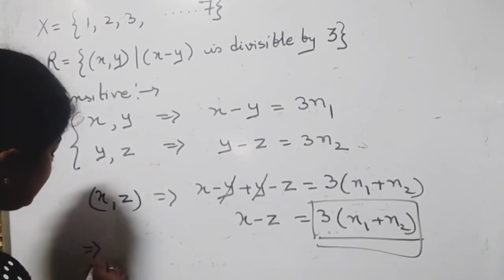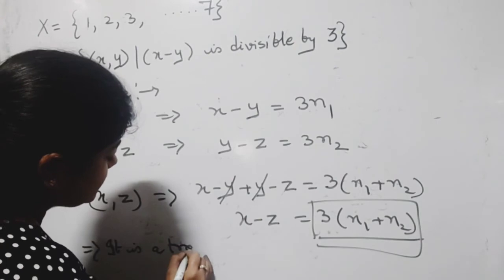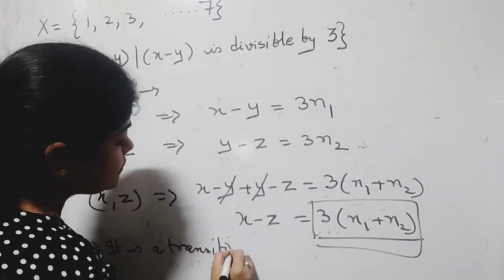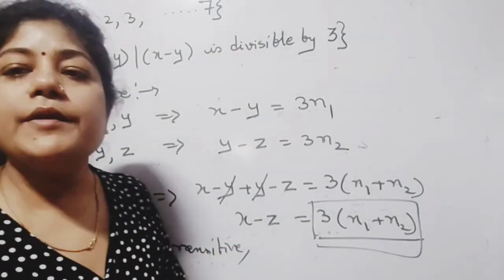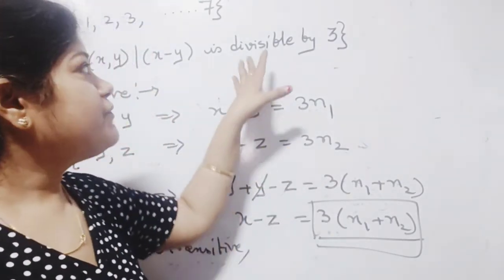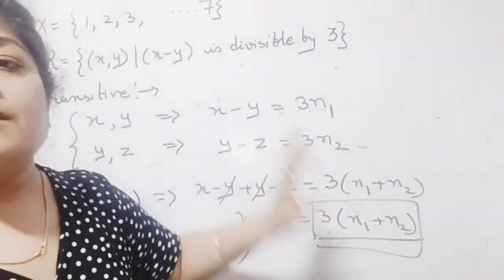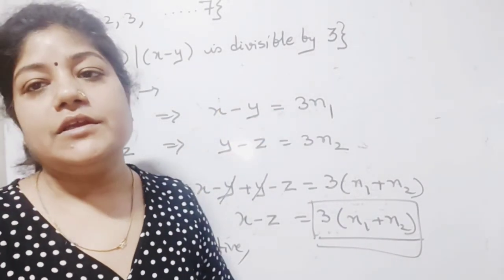Okay, so it means that it is a transitive relation. So all three properties, reflexive, symmetric and transitive, are satisfied for this question. So this set is an equivalence relation.